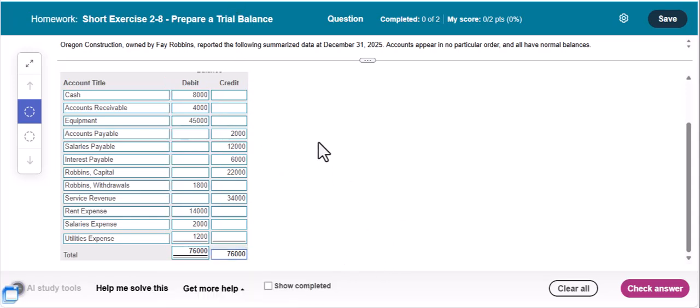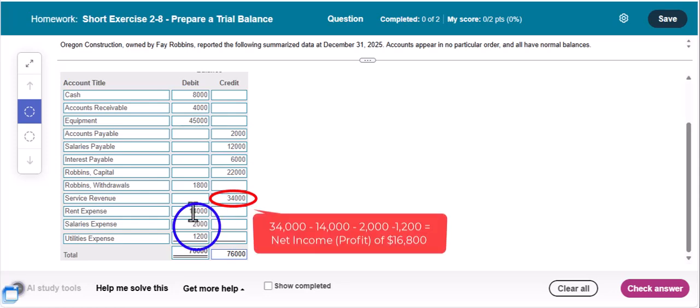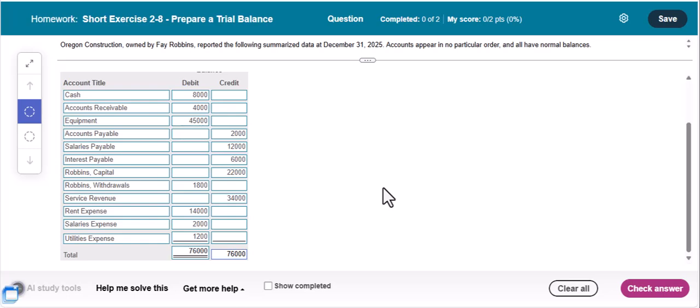And now if their next step was to create income or financial statements, you create the income statement first. And if you're curious if the company made a profit, you take the revenue here of 34,000 minus these three expenses. So it looks like they've got some profit here between the two. So let's go ahead and check our answer. Nice work.